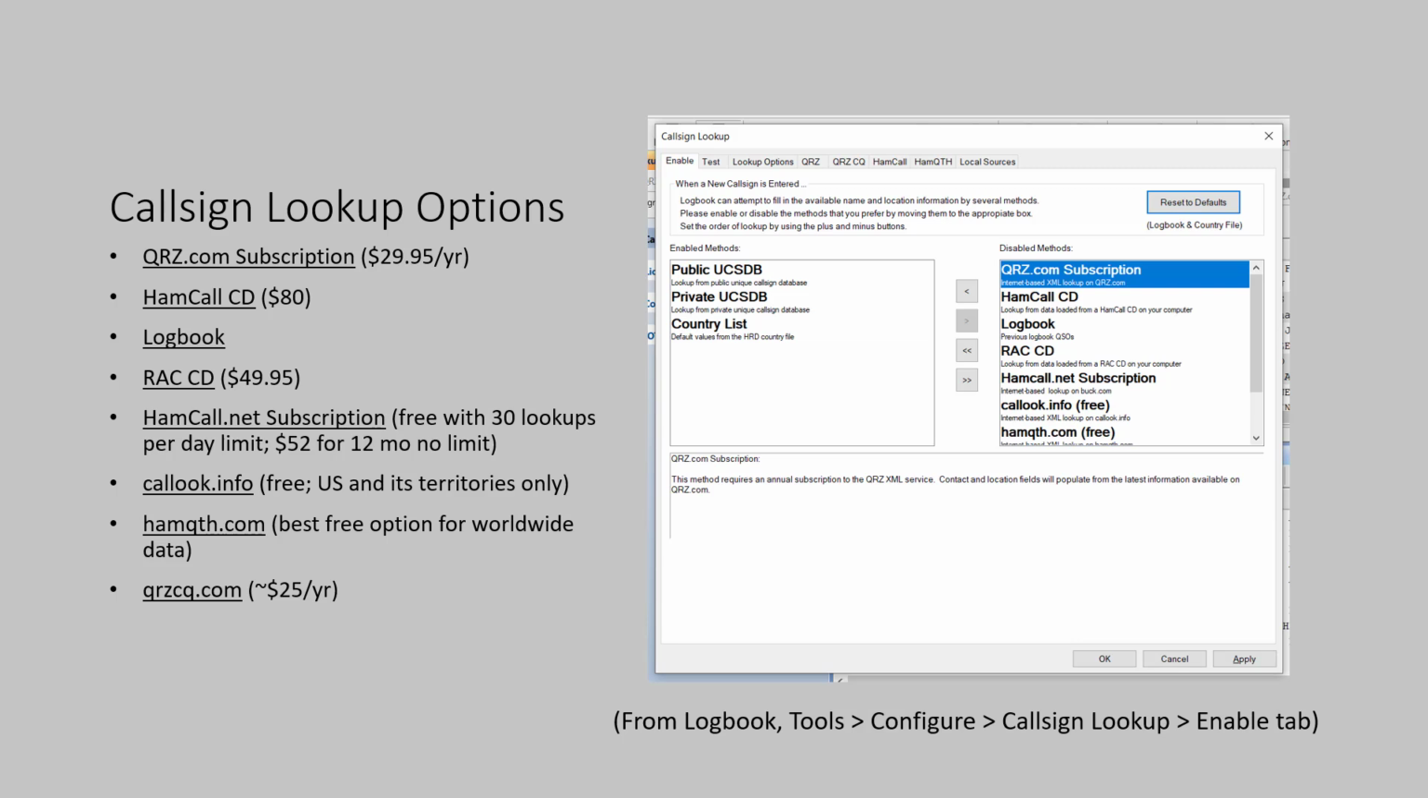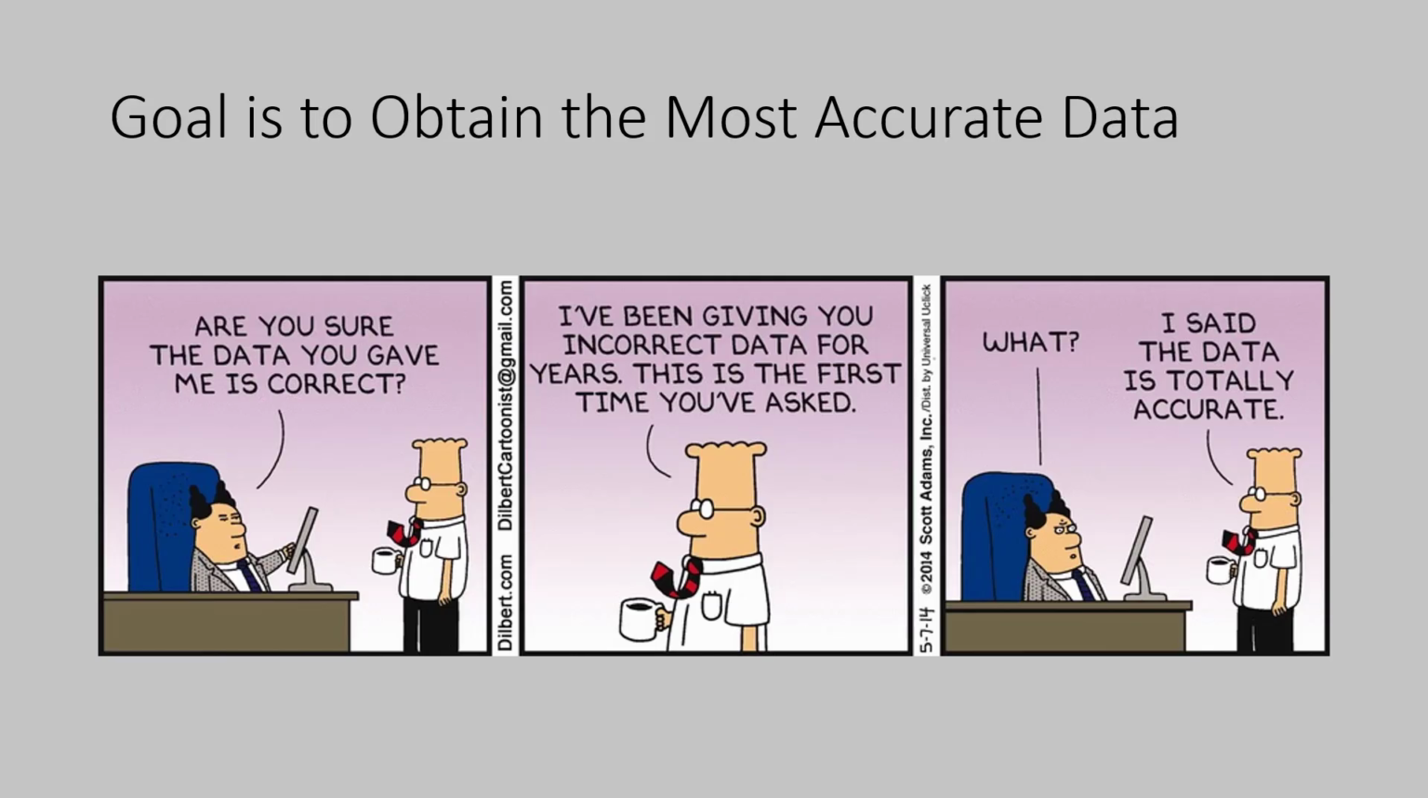So if you notice up here, in the enabled methods, you're going to see public unique call sign database, the private unique call sign database, and the country list. By default, these three options are always going to be on the screen. And I'll talk more about this in a moment.